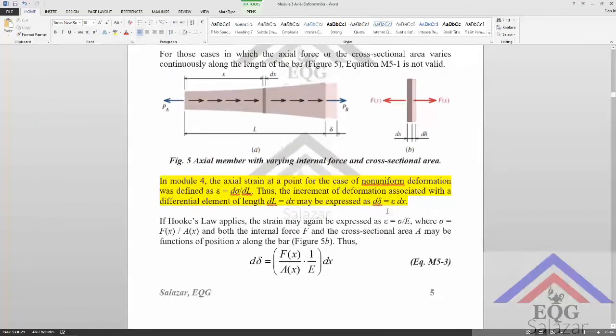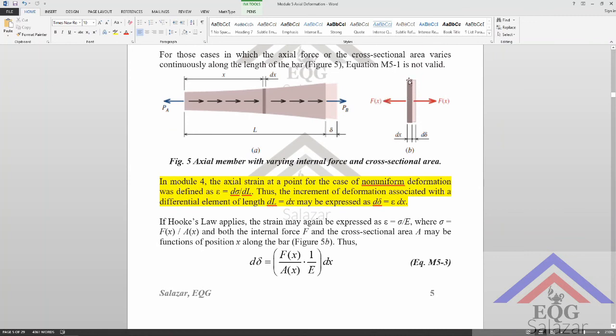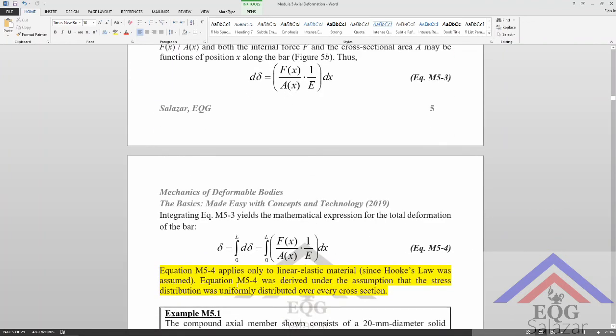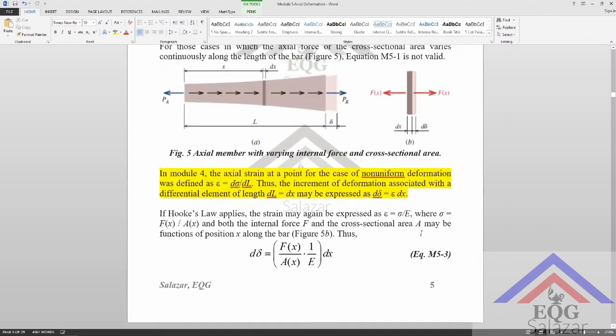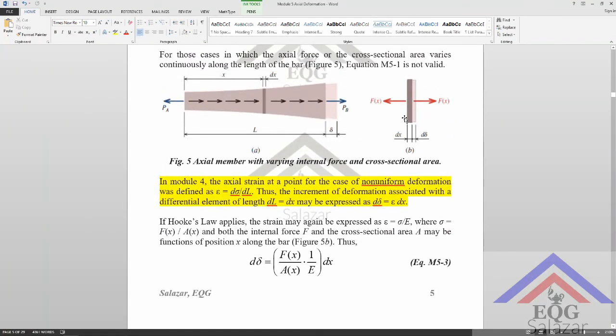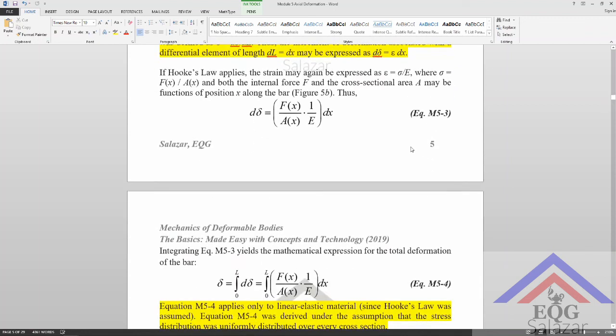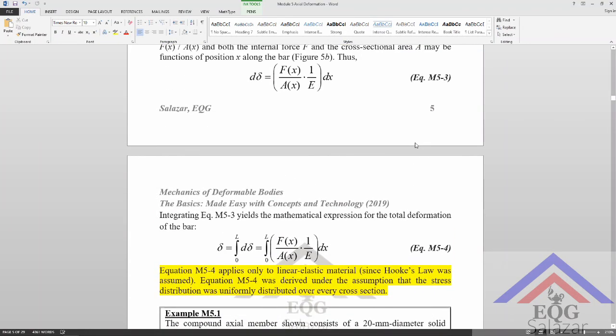Now, the only way the stress distribution will be uniformly distributed over every cross-section is to make the segments very small, so that the stress distribution at this point and at this point will most likely be equal. So, to solidify our understanding, we will go over a few examples.